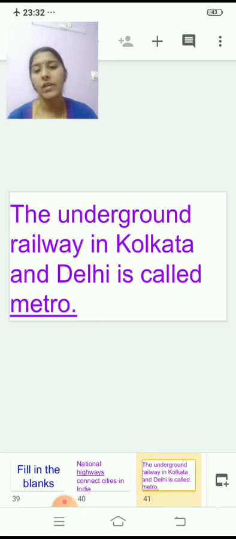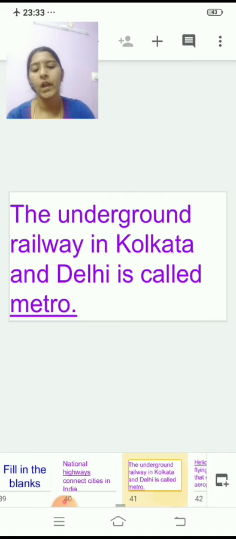Second question, the underground railway in Kolkata and Delhi is called metro. We have metro here also. So the underground railway in Kolkata and Delhi is called metro. So the pronunciation is Kolkata. I just said it wrong. So sorry. Right? The next.